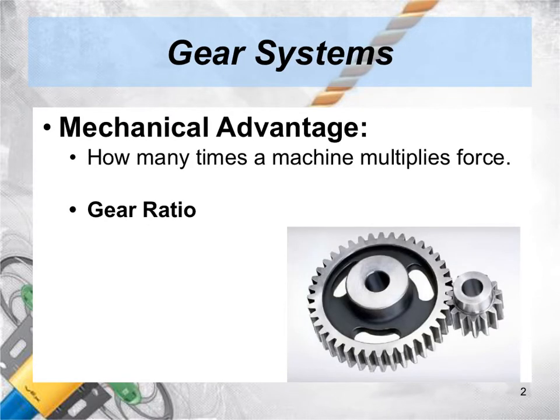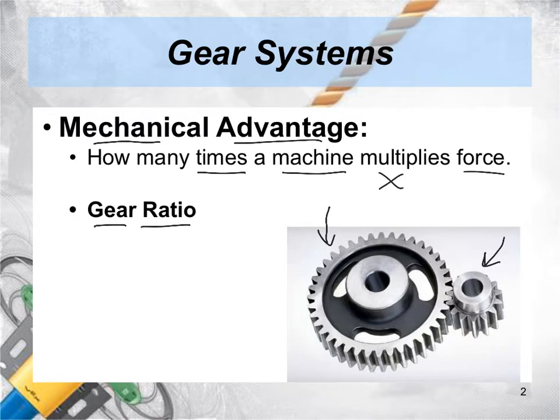Now, gears are used in robotics because gears give us what's called a mechanical advantage, and mechanical advantage is how many times a machine can multiply force. By itself, the motor only has a certain value of torque and speed, and by adding gears, we can increase the torque or we can increase the speed by using those big plastic gears that you find in your box. When we use two different size gears, here's a big gear and a small gear, we are going to change what's called a gear ratio.